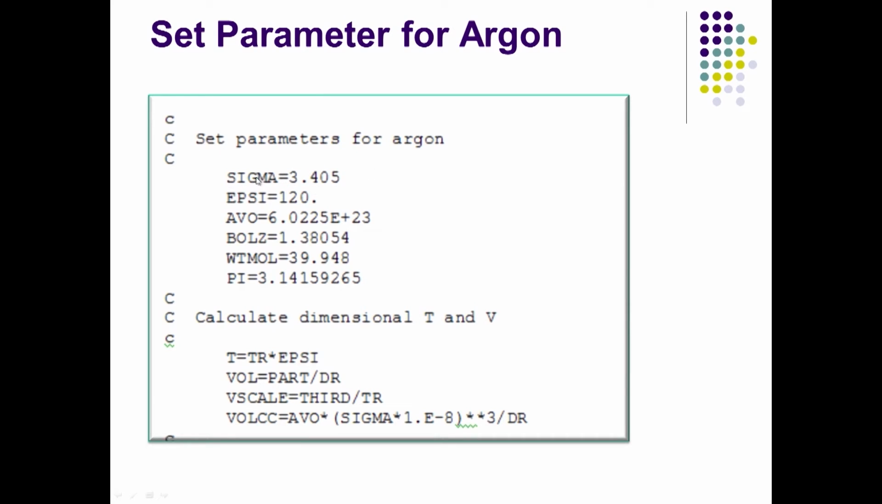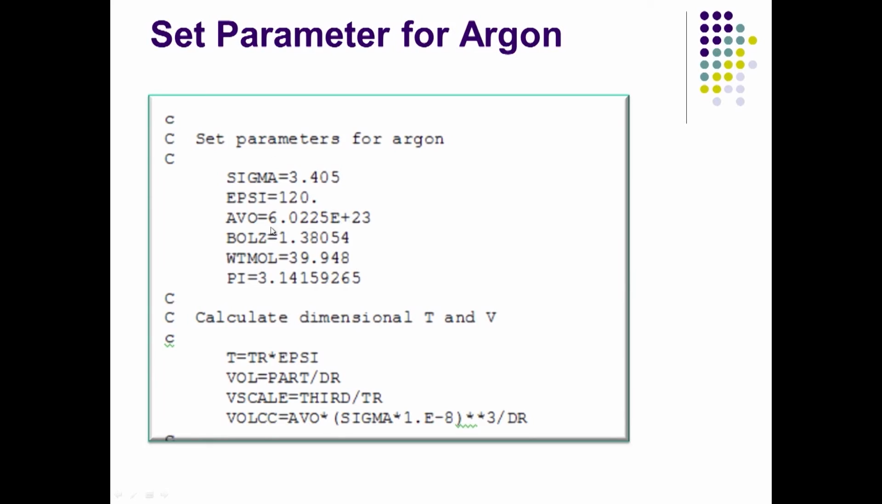So, sigma is 3.405 angstrom, epsilon is 120 in terms of kelvins, Avogadro's number is 6.0225 e to the power 23. Then you have Boltzmann constant 1.38054, and then the weight of the molecule. So, you are looking at argon, which is 39.948 per mole, and then you are looking at pi, because you are going to be using pi as one of the constants, 3.14159. So, with these initial set of parameters, you put that in the program, then calculate dimensional temperature and the volume.